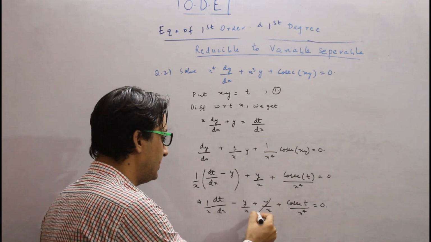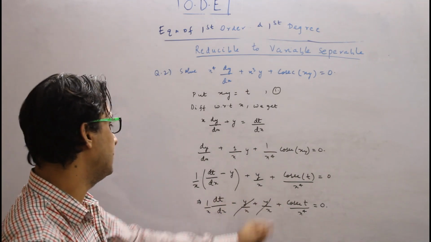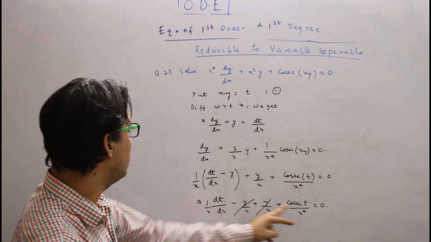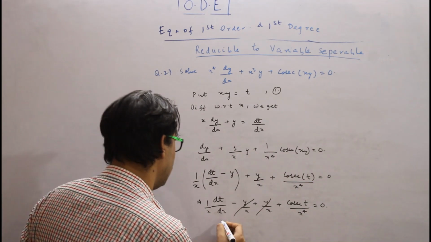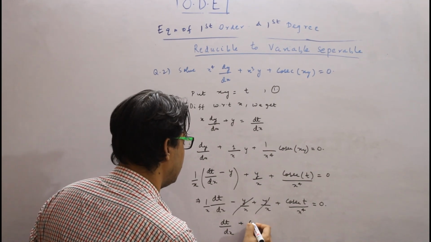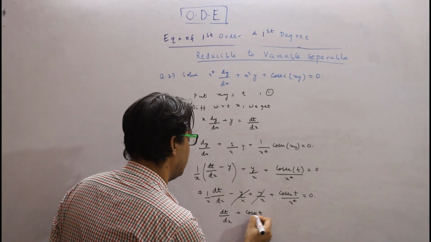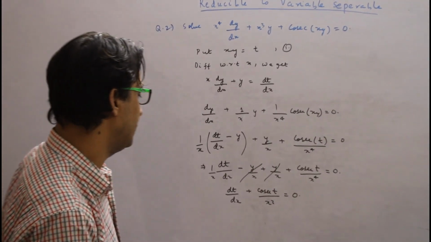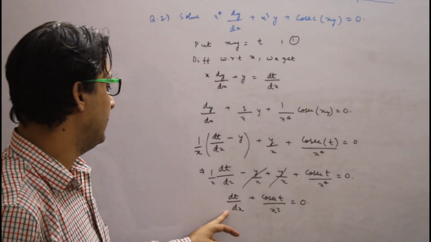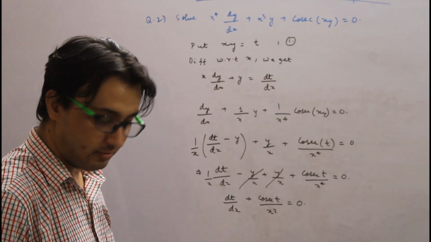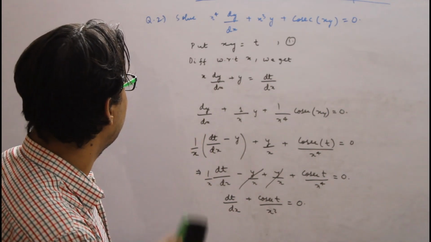Now this one will get cancelled. Further it is simplified. Now I will multiply by x on both sides. So this becomes dt by dx plus cosec t divided by x cube is equal to 0. If I send it here, now it is in a position where the variables can be separated. I will write on the top of it now.